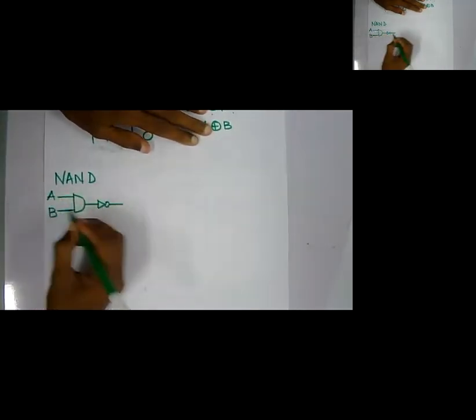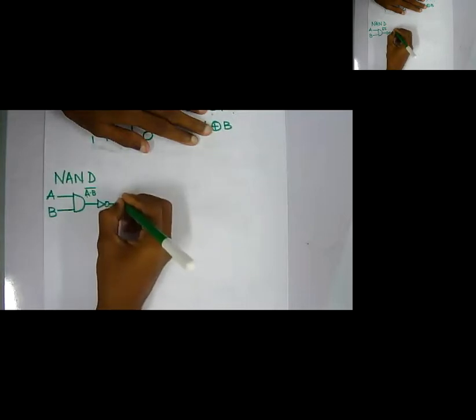A NAND gate is actually a combination of an AND gate and a NOT gate. The inputs could be A, B, the AND output will be A dot B, and the NOT output will be A dot B bar. Clear?